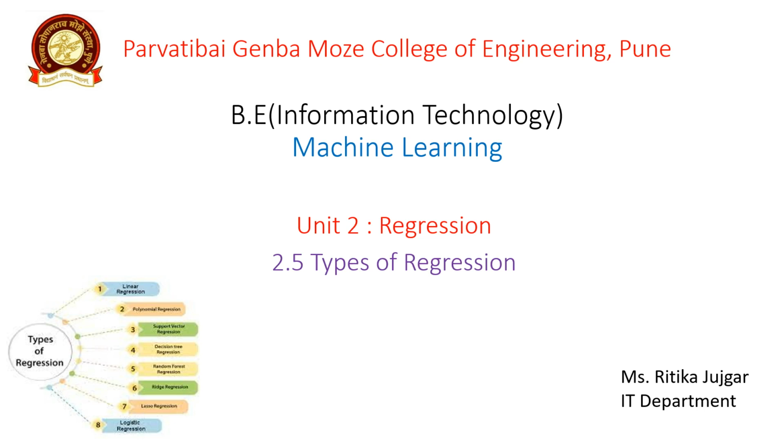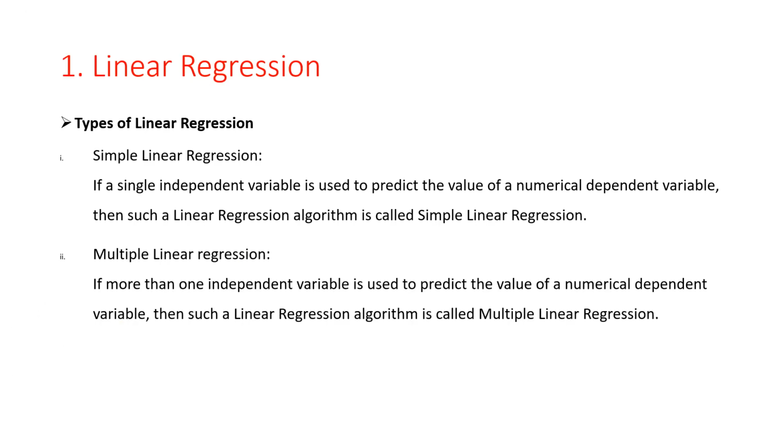In this video we discuss the types of linear regression and finding the best fit line in linear regression. What are the types present in linear regression? The first is simple linear regression and the second is multiple linear regression. In simple linear regression, we have a single independent variable. As I said, independent variables are present on the x-axis and the dependent variables are present on the y-axis. If a single independent variable is used to predict the value of a numerical dependent variable, then such a linear regression algorithm is called simple linear regression.